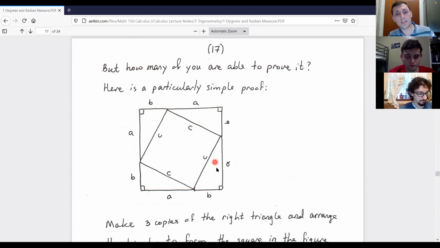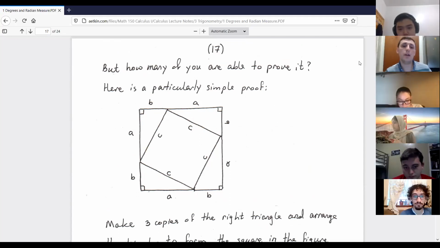Okay, and what's the area of the triangles? It's 1/2 A times B. 1/2 A times B times 4 is the area of all 4 of them, which is just 2AB. So I take (A plus B) squared minus 2AB, and I get C squared, because the big square minus the triangles gives me the small square with side C. That's as simple as it gets, correct? So now we see why the Pythagorean theorem is true.